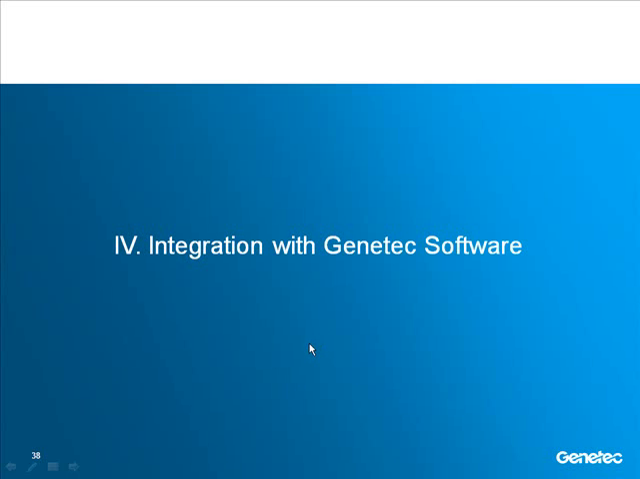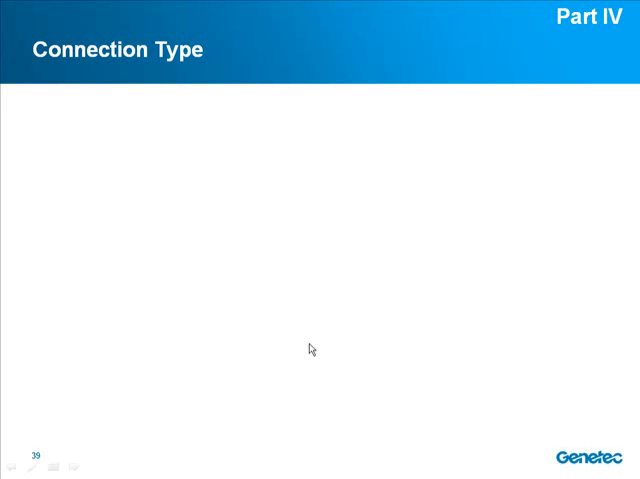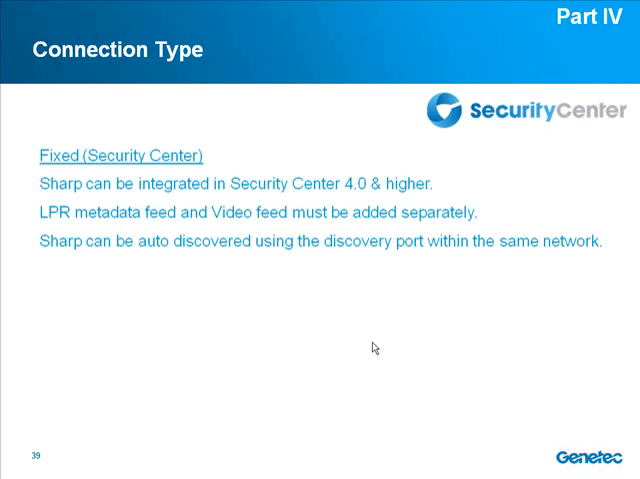Alright, so now that we've seen the configuration that's done on the Sharp camera system, let's have a look at the integration with the other Genetec software, specifically with Security Center. Taking a look at a fixed camera setup on a Security Center system, we started supporting this integration as of Security Center 4.0. The LPR camera and the context camera are added as two separate cameras.